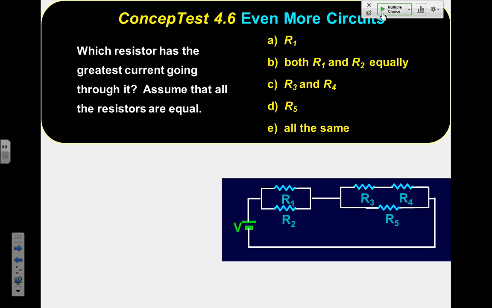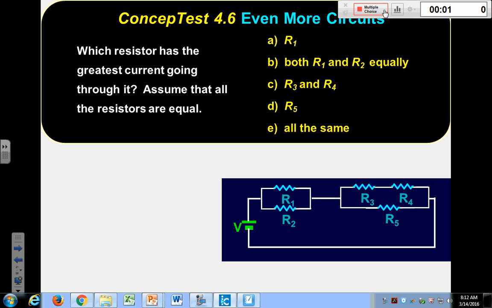And which resistor has the greatest current going through it? We had one very similar to this before. Think about all these resistors are the same. Think about how your current splits up. Which has the greatest current going through it? R1, R1 and 2, R3 and 4, R5 are all the same.